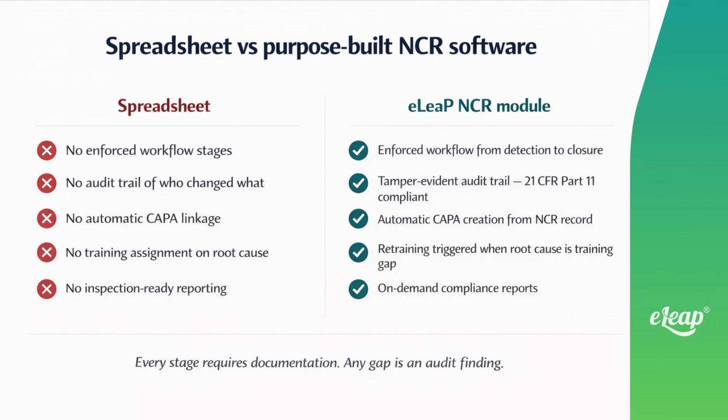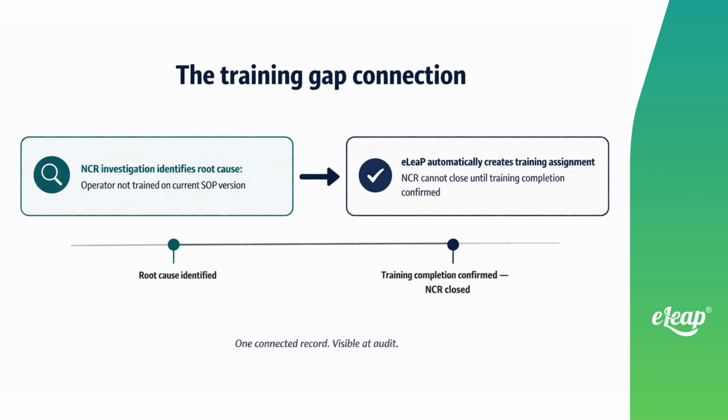eLeaP enforces the full NCR workflow. It maintains a 21 CFR Part 11 compliant audit trail. It automatically creates a CAPA when the NCR investigation warrants one, and it triggers a training assignment when root cause analysis identifies a training gap. When root cause identifies a training gap, eLeaP automatically creates a training assignment. The NCR cannot close until training completion is confirmed.